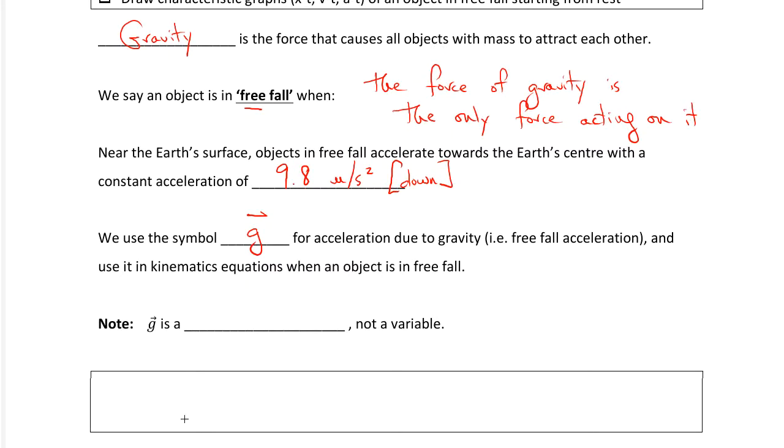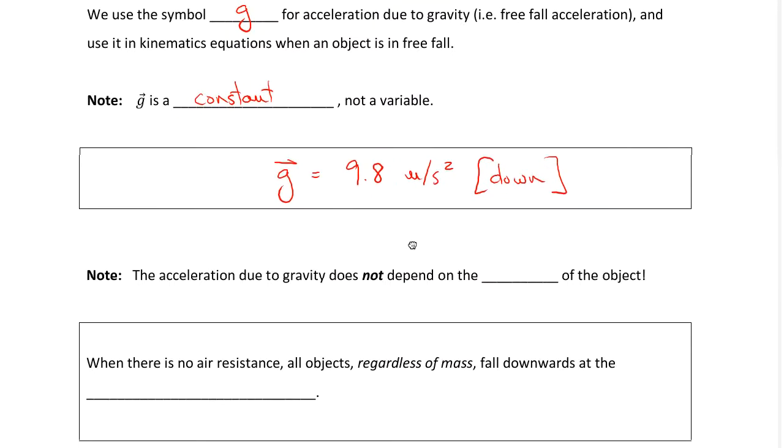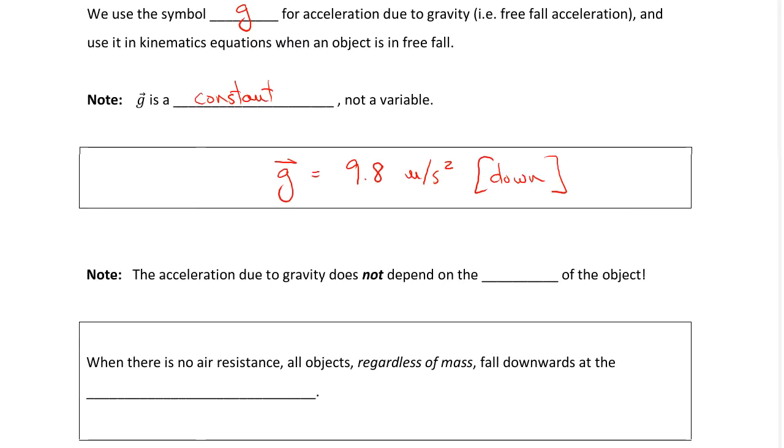Just be careful that g is a constant. It's not a variable. Even though it's a letter, we're using it for a specific constant. We're using it to represent the acceleration of 9.8 meters per second squared down. Also note that the acceleration due to gravity does not depend on the mass of the object. All objects, regardless of mass, are going to fall downwards at the same rate if there's no air resistance.